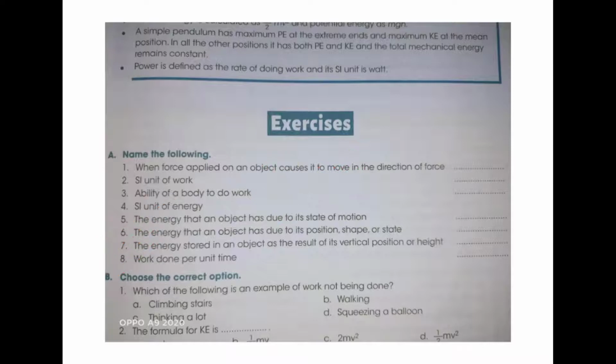So next we have choose the correct option. First question: which of the following is an example of work not being done? Out of these four options, when work is not being done: climbing stairs, walking, thinking a lot, squeezing a balloon. That means thinking a lot. Whenever we apply force and there is no displacement, we say there is no work done. And thinking a lot is mental, we mentally do work, but as there is no movement, we say thinking a lot has no work done. So the answer is option number C, thinking a lot.